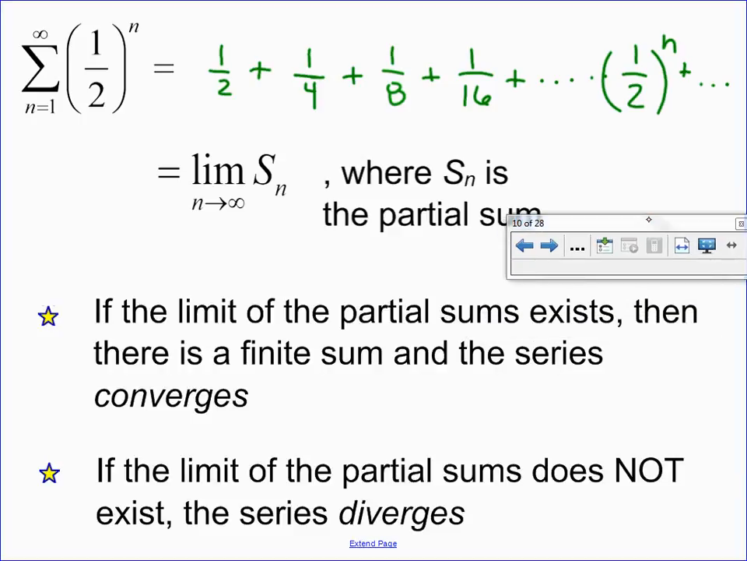If the limit of the partial sums exists, then there's a finite sum and the series is said to converge. Danny thinks this bad boy converges already, and we're going to see if we can show that algebraically. If the limit of the partial sums does not exist, that is, if the sum continues to grow, equals infinity, then the series diverges.